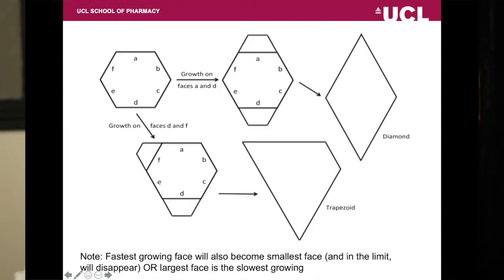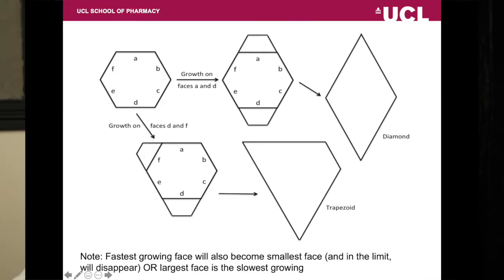So imagine that growth is favoured on faces D and F. So A, B, C and E, not so preferred. What will happen is, every time a molecule comes down to condense onto this growing crystal, it will probably condense onto faces D and F. And so what that will mean is, same thing, you end up with a distended hexagon, because more molecules are going onto faces D and F than onto the other faces.